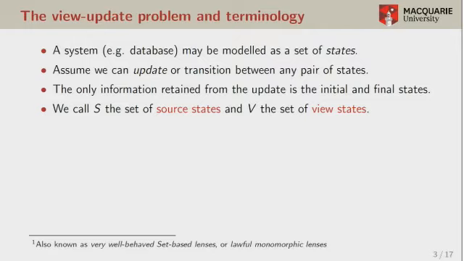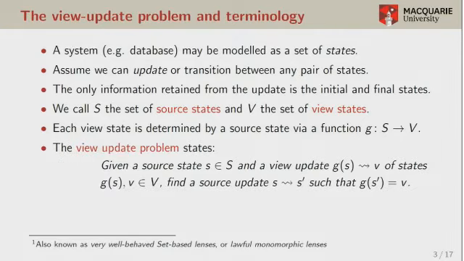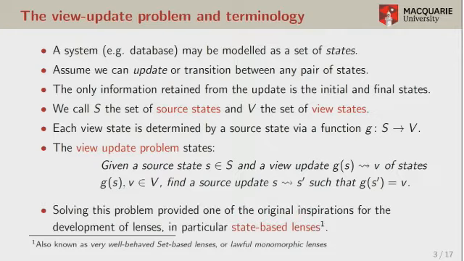We call the states of S, this larger system, our source states, and we call the states of this smaller system, of this larger system, the view. And each view state is somehow determined by a source state. And finally, what is the view update problem? Given a source state and some view update, where the original view was derived from some source, can we find another source update such that these things are synchronized with each other?